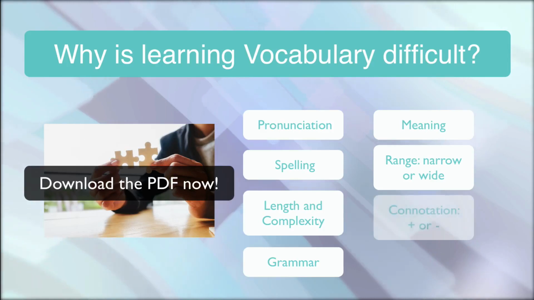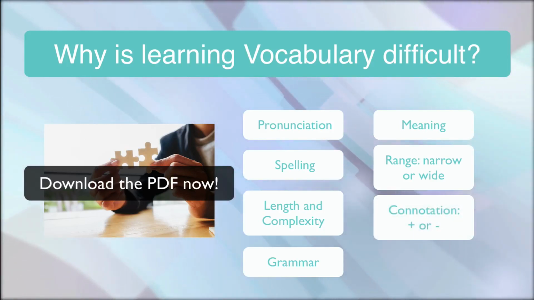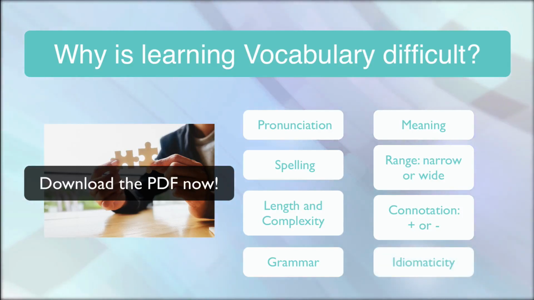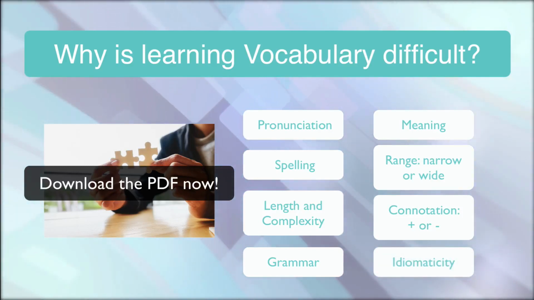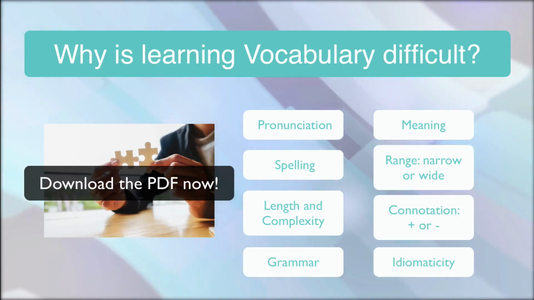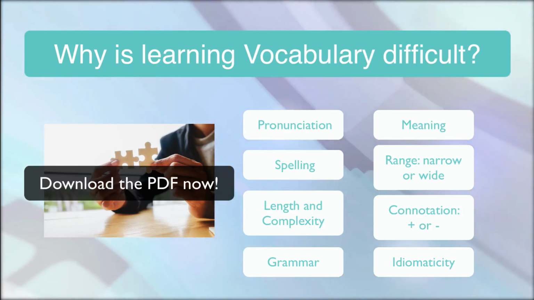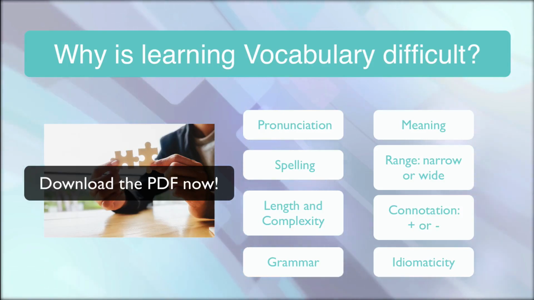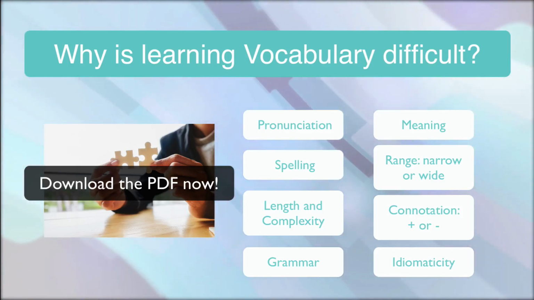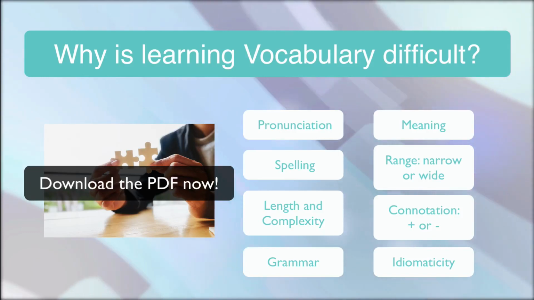There's also connotation, if there's a negative or a positive connotation to a word. And finally, there's idiomaticity, which means, is the word extremely idiomatic or is it more transparent? Is it easier for a learner to guess its meaning? So these different reasons can help you anticipate the types of mistakes your learners are likely to make.